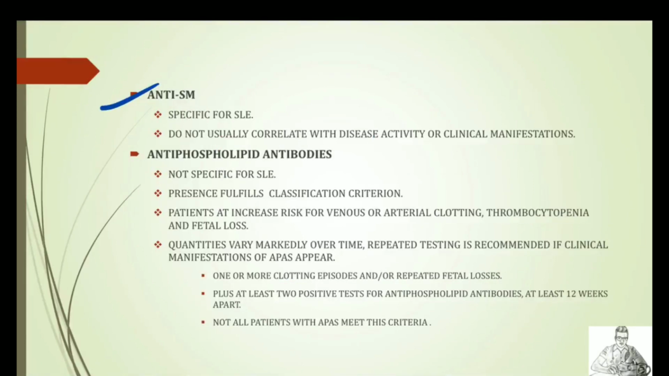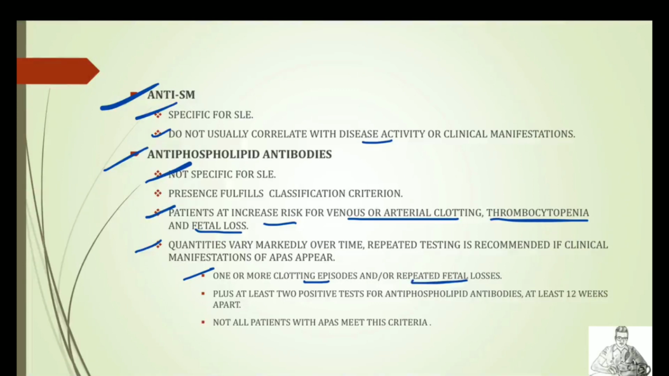Anti-Smith antibody, like dsDNA, is also specific for SLE and does not usually correlate with disease activity and clinical manifestations. Anti-phospholipid antibodies are not specific for SLE, and patients who are positive for anti-phospholipid antibodies are at increased risk for venous and arterial clotting, thrombocytopenia, and fetal loss. Also, the quantities of anti-phospholipid antibodies vary markedly over time. Generally, patients who have one or more clotting episodes or repeated fetal loss plus at least 2 positive tests for anti-phospholipid antibodies at least 12 weeks apart, then repeated testing is recommended.